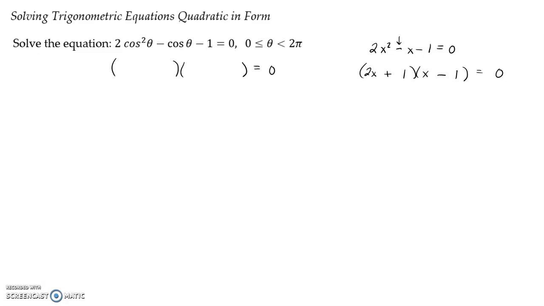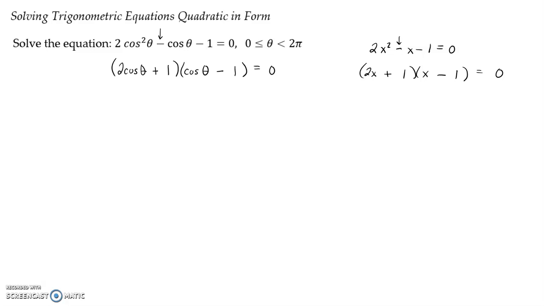My beginning piece here is 2 cosine squared theta, so I know in one of my sets of parentheses I'm going to have 2 cosine theta and cosine theta in the second set. I'm going to have a 1 as the number in the back end of each set of those parentheses. And now I can go ahead and place my signs inside my parentheses. I still need to make sure I have a negative cosine of theta when I go to distribute.